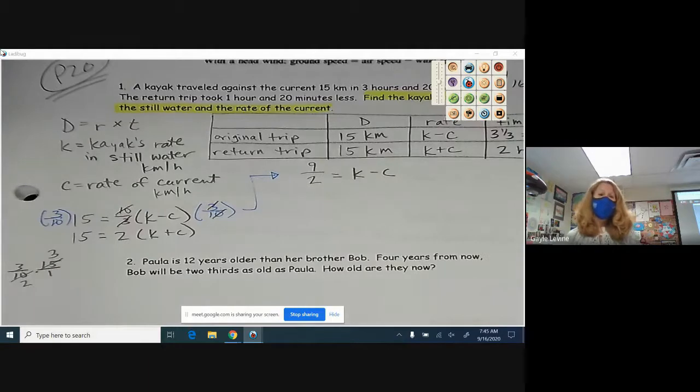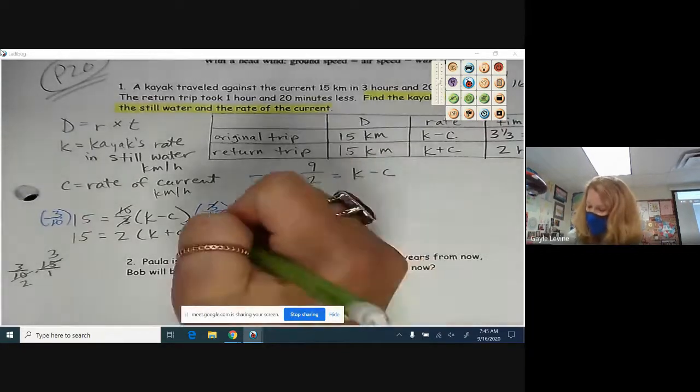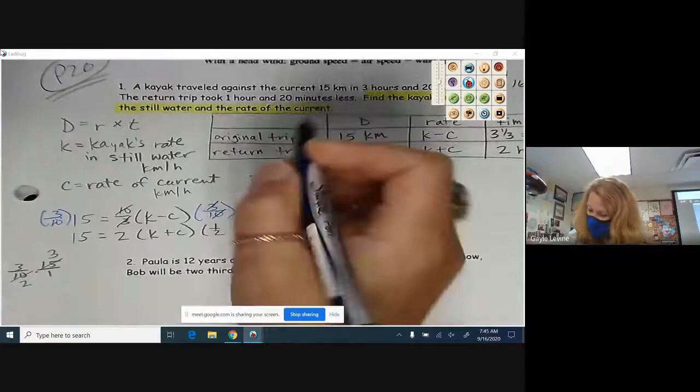Okay, what do you think we should multiply the second equation by? I want to get rid of the 2. Any ideas? Go ahead. What is it? 1 over 2. Yep, so we're going to multiply here by 1 over 2.